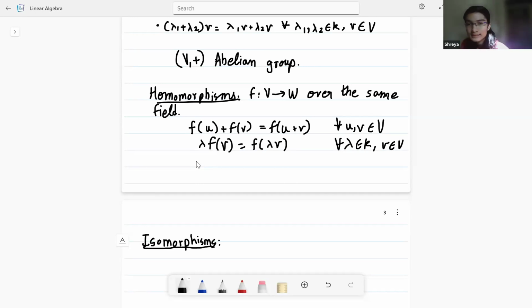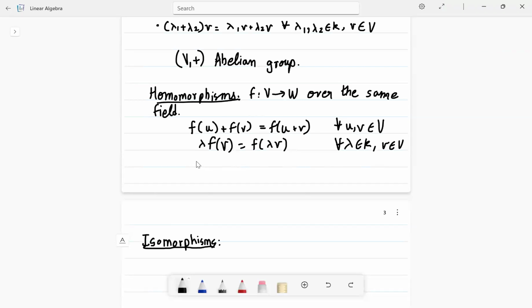Also note that this plus and this plus are different operations. So f of u and f of v are elements of W, so this plus is in W and this addition is in V. They're actually different operations. It's a slight abuse of notation to say plus for both of them. You can't exactly do that, but for now we'll just use the same terminology. It's fine, but these are different operations.